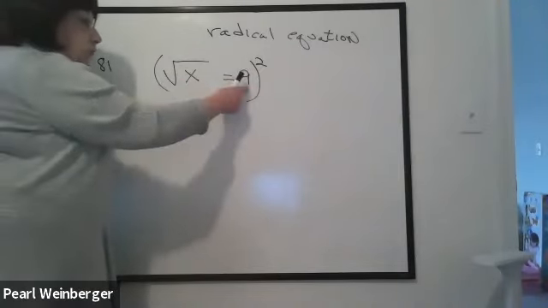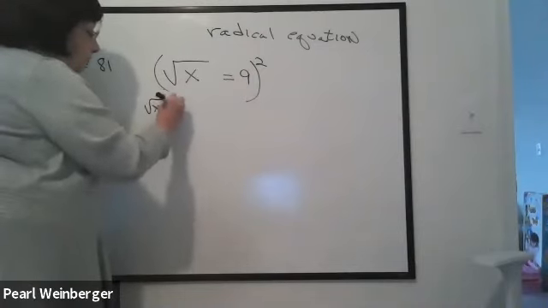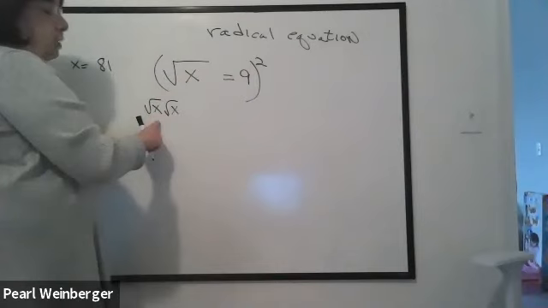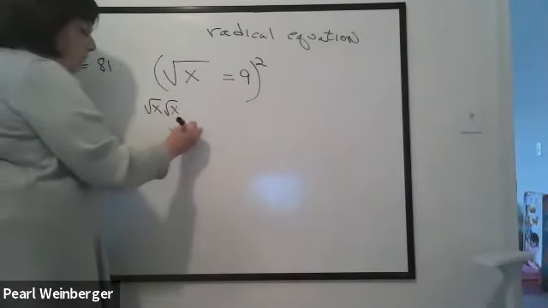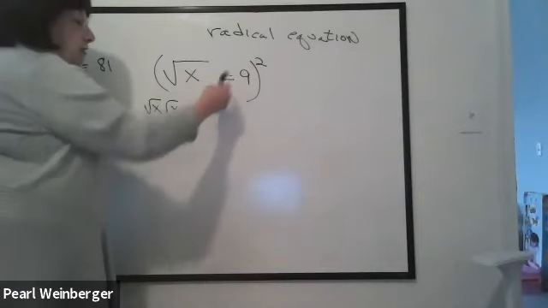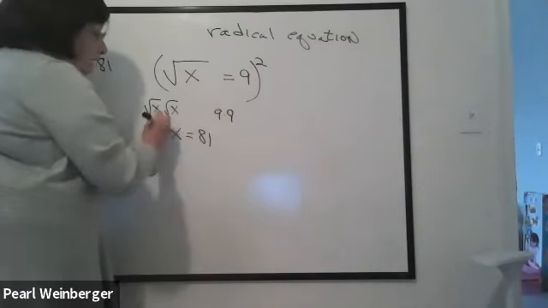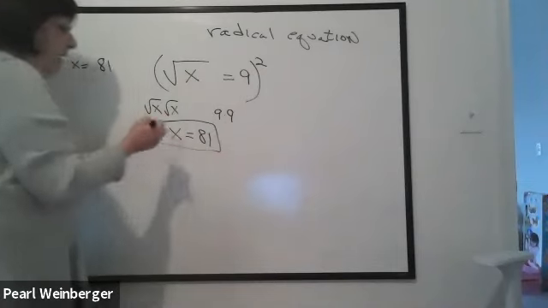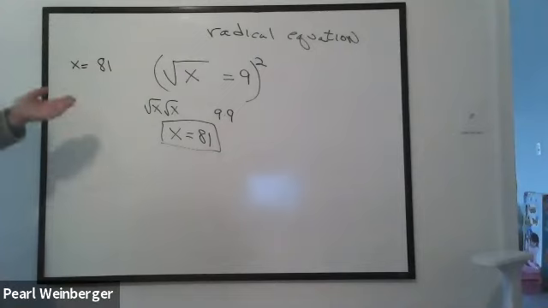Each side I'm going to square separately. So I'm going to do the square root of x times the square root of x on this side. But I know when I multiply the square root of x times itself, it just gives me x. And on this side, it's 9 times 9, which is 81. So that actually is the method that we use in solving a radical equation.